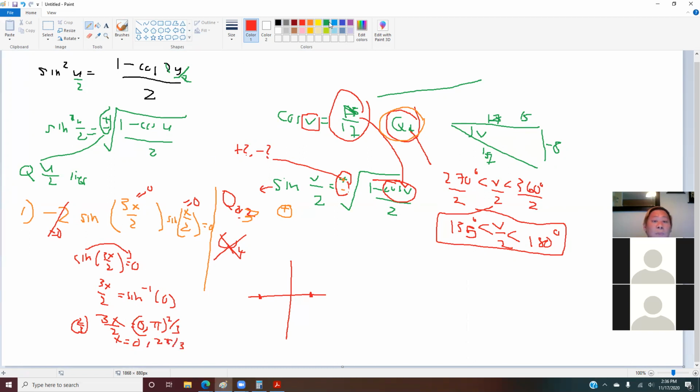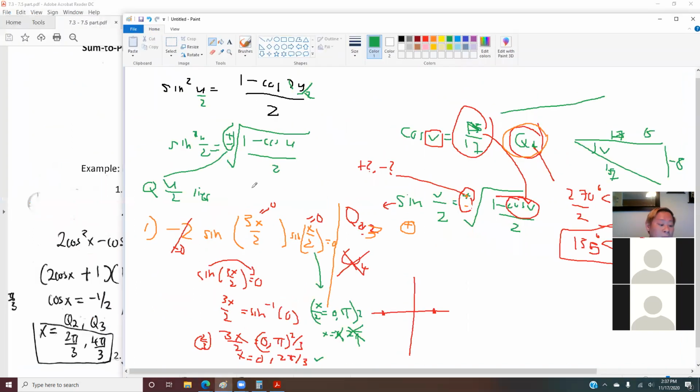And then you do the same thing for this one. Sine x over 2 equals 0. And again, x over 2 is arcsine of 0, which is 0 and pi. This is the same thing. And now I multiply everything here by 2. So x in this case is 0 and 2 pi. Again, we cannot take 2 pi because your domain doesn't include 2 pi. And we do not need to include 0 because 0 is here. So your answer in this case is 0 and 2 pi over 3.